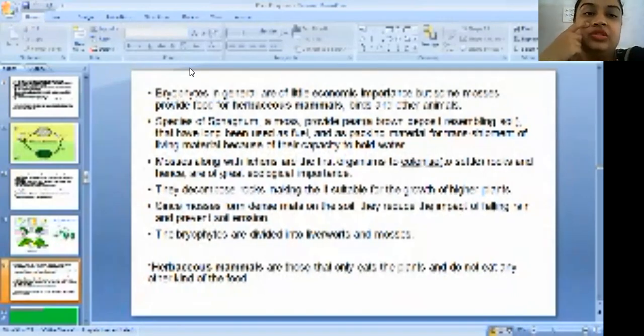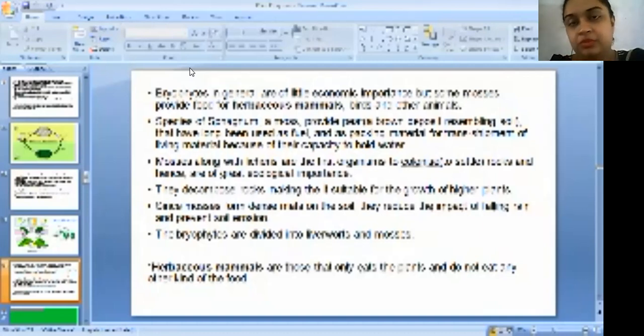Then species of sphagnum moss provide peat. What is peat? Peat is a kind of soil. It behaves like a soil, with properties like a soil. It is a brown deposit resembling soil, and it is used as a fuel.